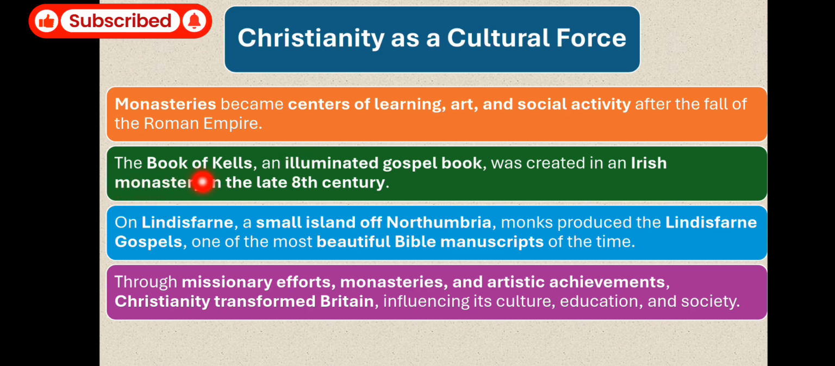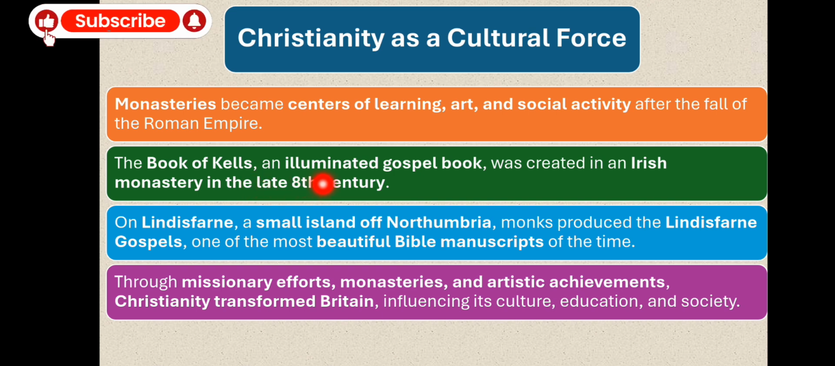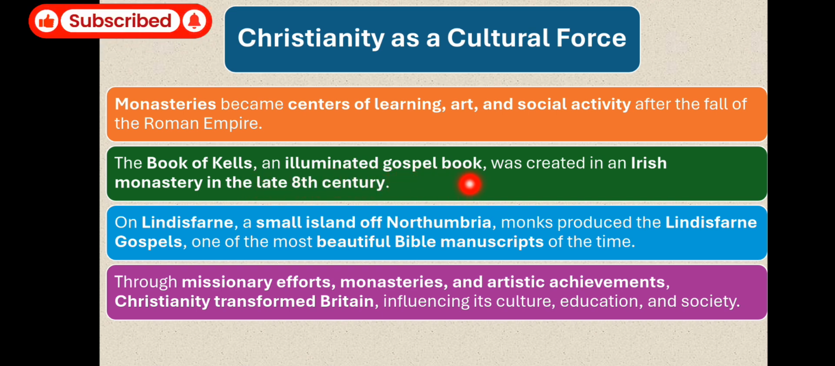The Book of Kells is an illuminated gospel book, a Bible book. There were pictures and art. It was created in an Irish monastery in the late 8th century, and it was kept there.